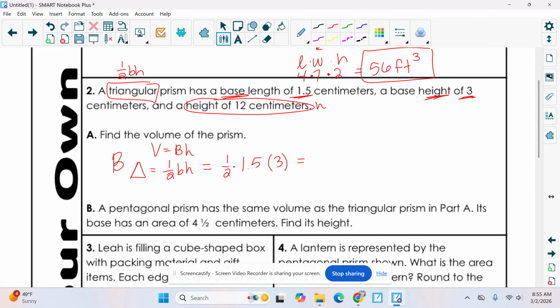Alright, so what does that end up being? 2.25. 2.25? Mhm. Okay. I don't know how I got 4.5 when I did it the first time. Alright, 2.25. And then your little height for the prism was 12. So put those two things together. 2.25 times 12, which gives you 24. Is that what I heard? 27. 27 centimeters cubed.